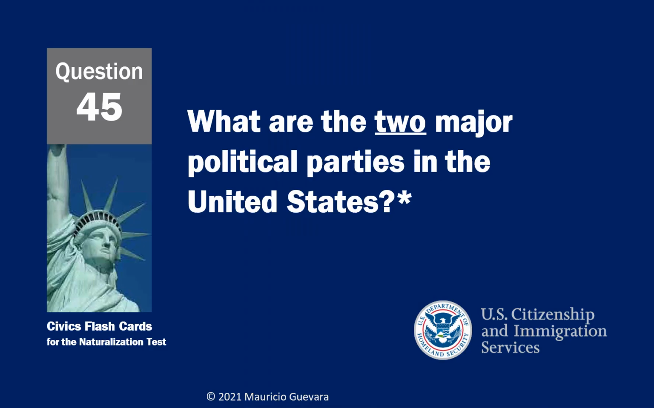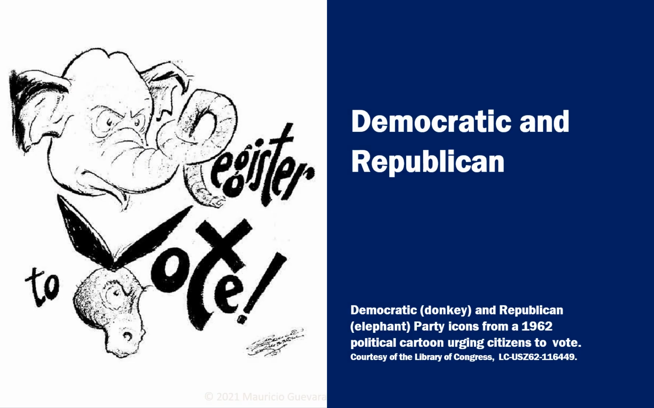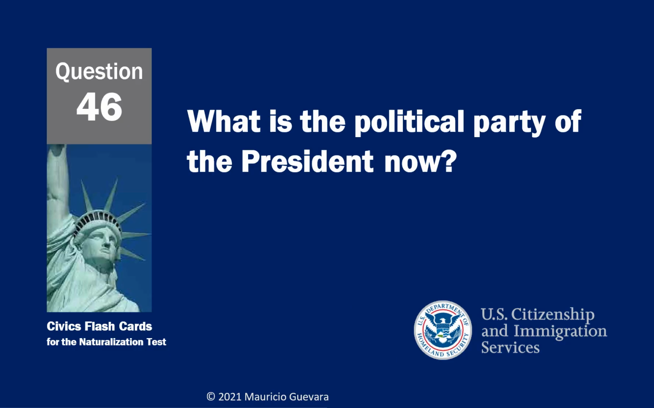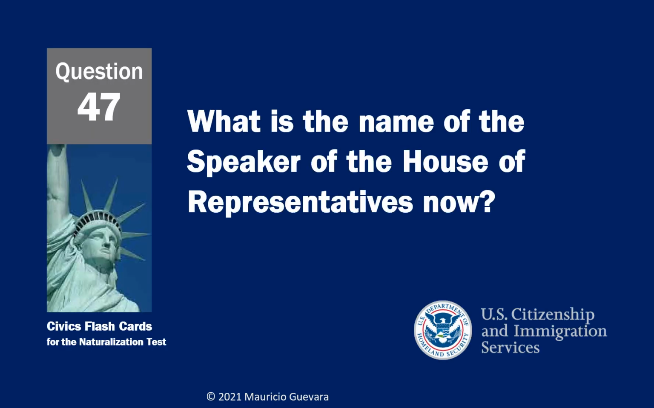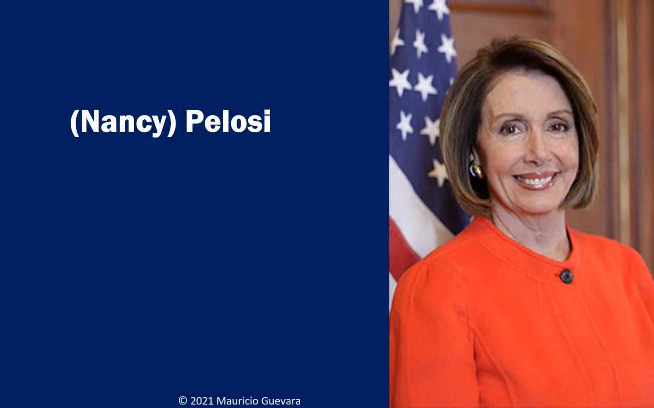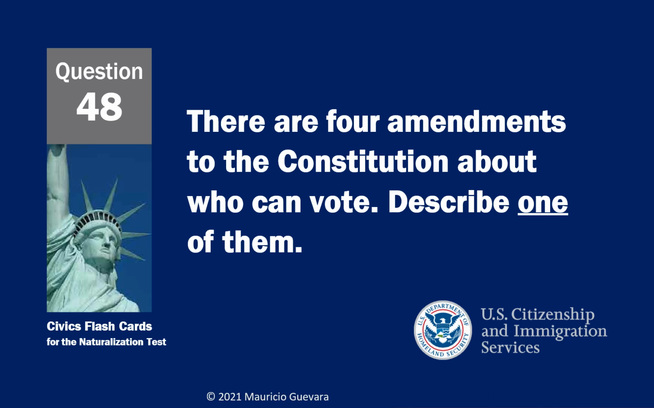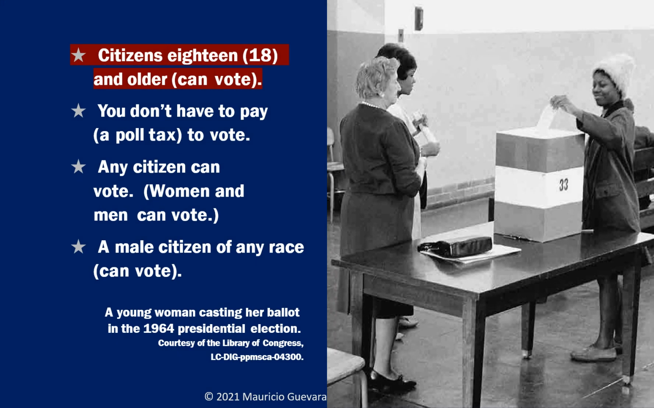What are the two major political parties in the United States? Democratic and Republican. What is the political party of the president now? Democrat. What is the name of the Speaker of the House of Representatives now? Nancy Pelosi. There are four amendments to the Constitution about who can vote. Describe one of them. Citizens 18 and older can vote.